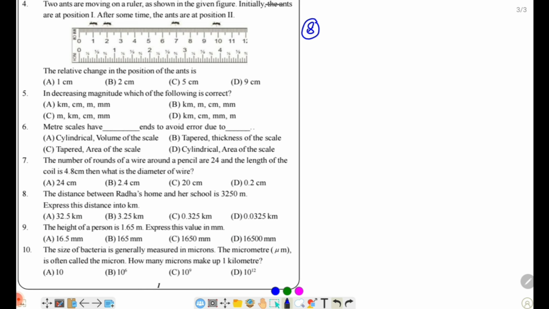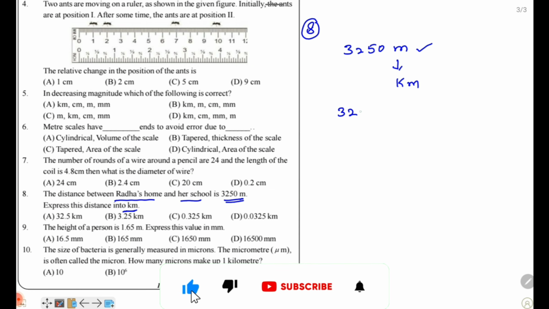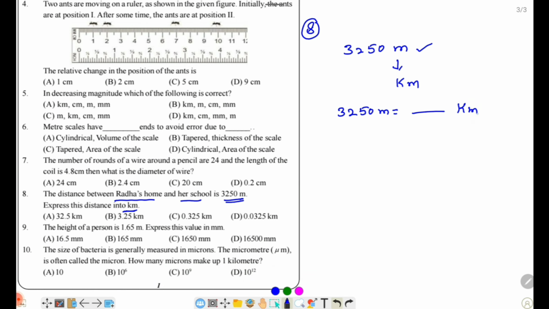The distance between Radha's home and her school is given as 3250 meters. Express this distance in kilometer. Here the distance is given in meters. We need to convert this into kilometer. So the question is, 3250 meters is equal to dash kilometer. We know that 1 kilometer is equal to 1000 meters. Therefore, 1 divided by 1000 kilometer is 1 meter.